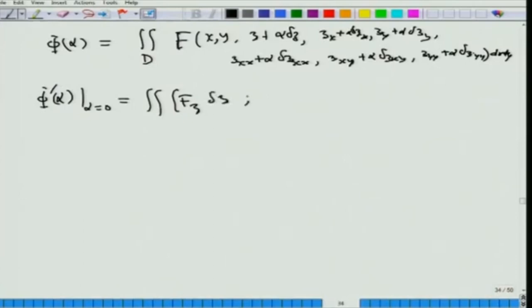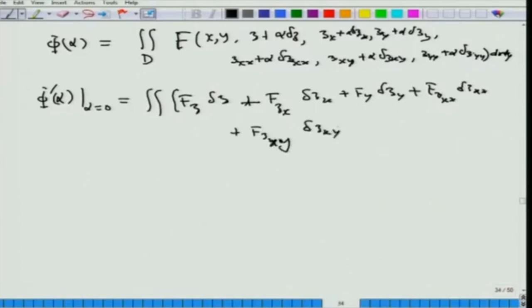f z delta z plus f z x delta z x plus f z y delta z y plus f z x x delta z x x plus f z x y delta z x y plus f z y y delta z y y, dx dy. Now these first order derivatives will be shifted in the same manner as we have done earlier, and these xx derivative, xy derivative and yy derivative of z will be shifted onto f and will give us this.